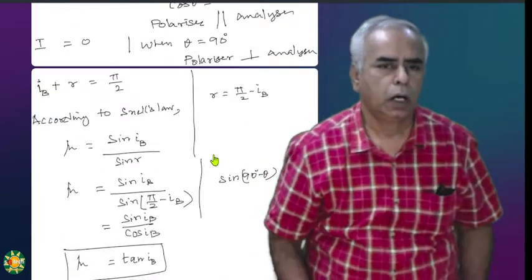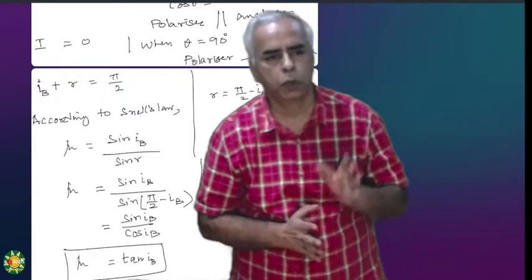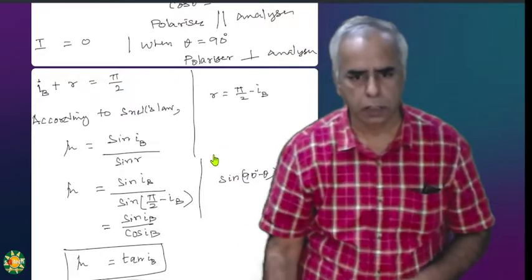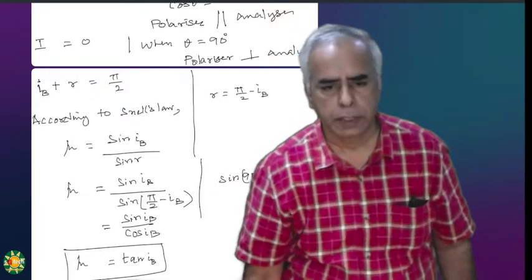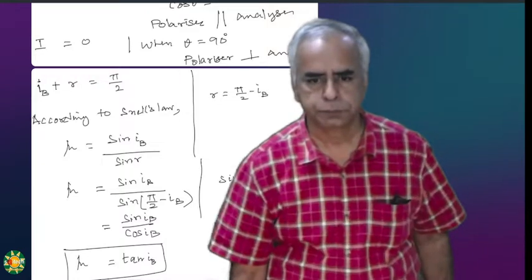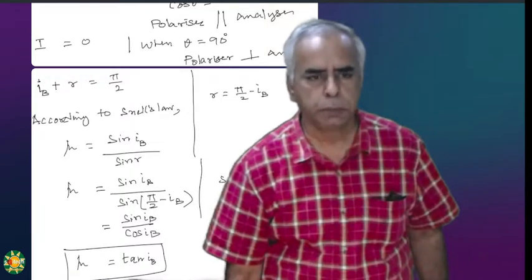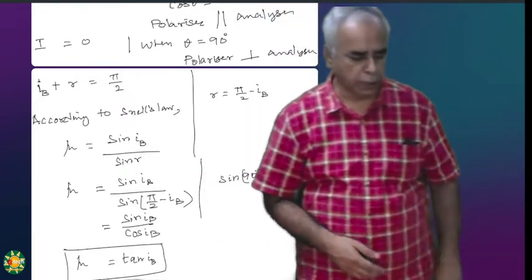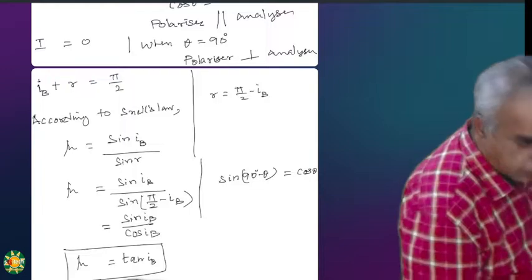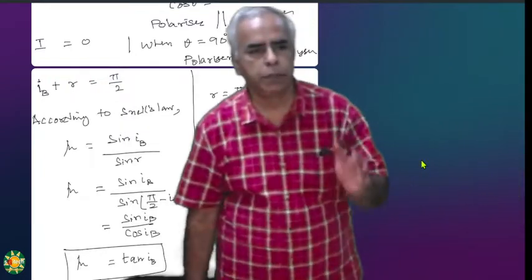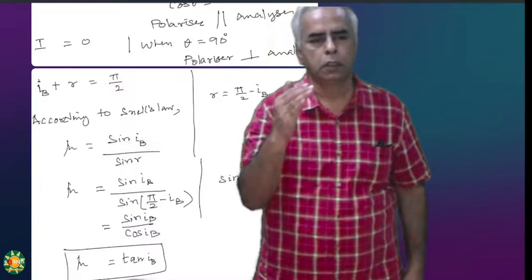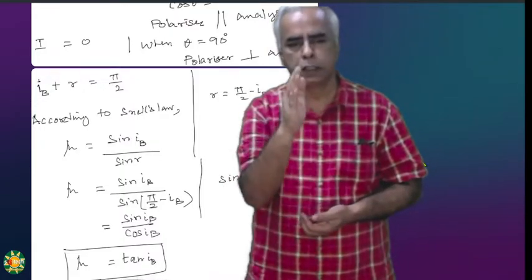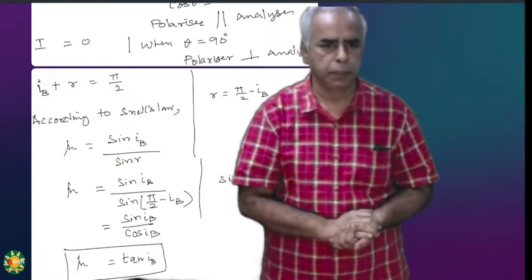Then you know very well about this important thing, that is IB plus R is equal to pi by 2. So pi by 2 is nothing but 90, is it not? So pi by 2 is 90 degree. IB plus R is equal to 90. Therefore, R is equal to 90, that is pi by 2 minus IB.